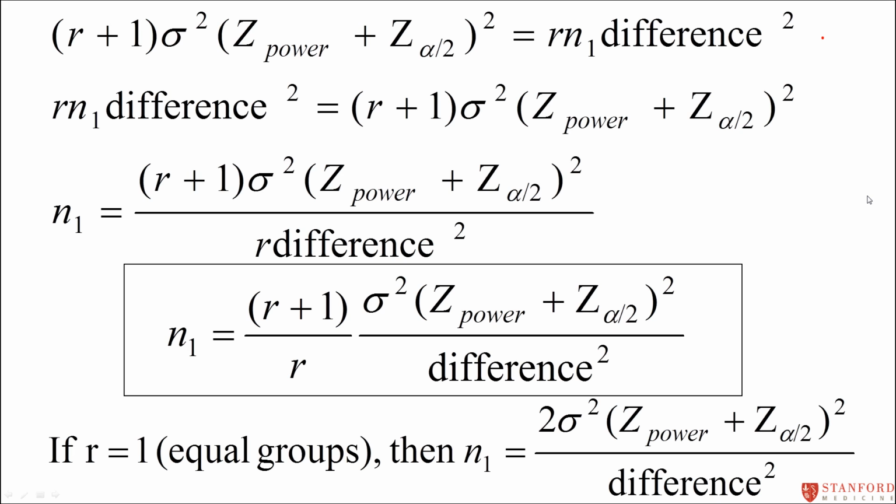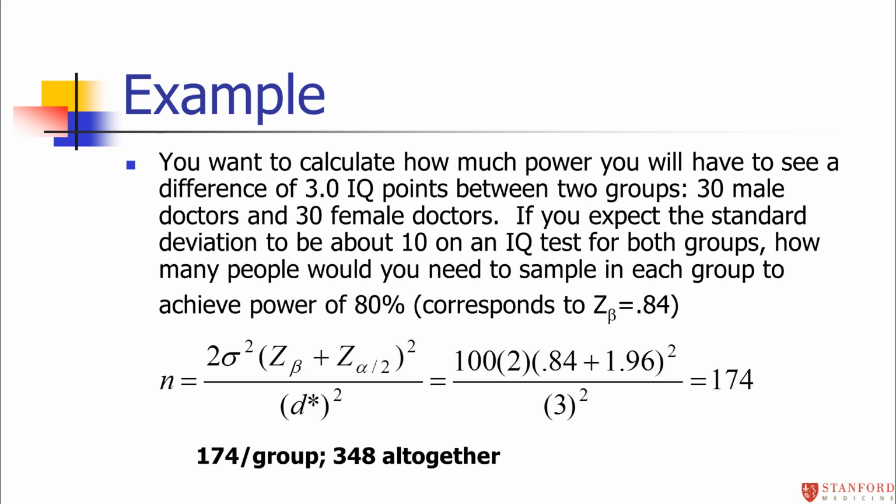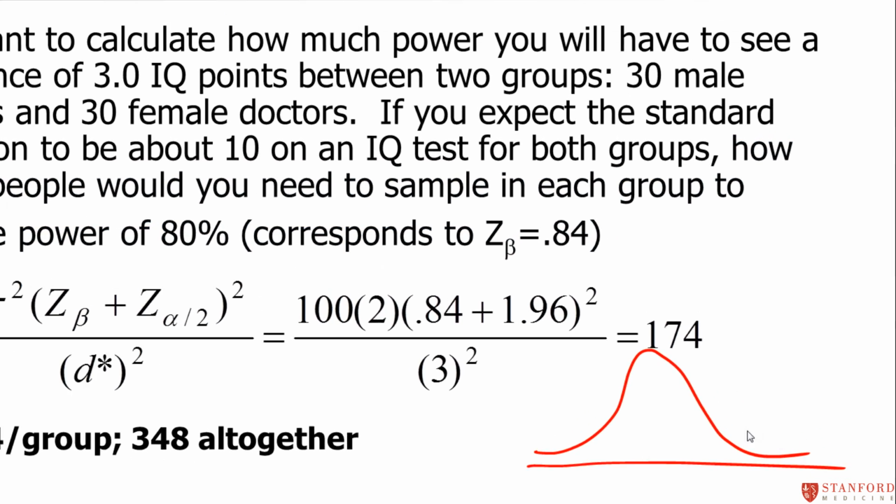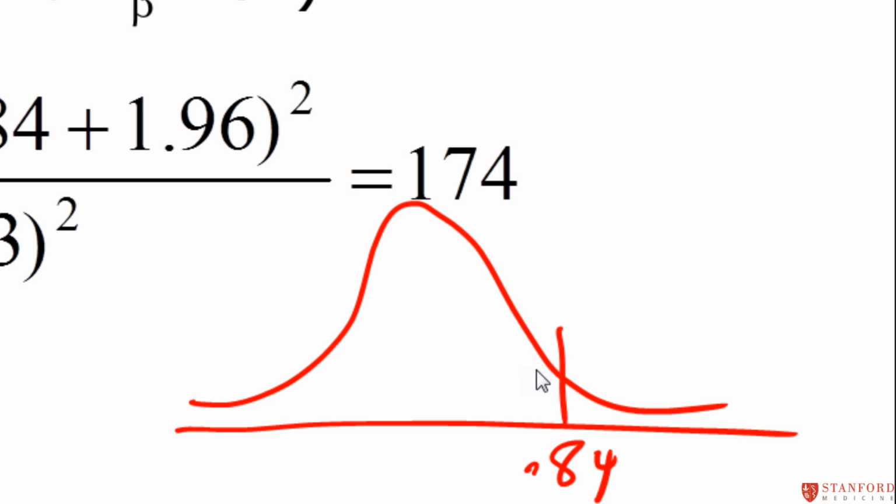Now we've derived it. Problem. Let's say that you're wanting to compare two groups, a group of male doctors and a group of female doctors, and you want to have enough power to detect a 3-point difference in IQ between the two groups. If you expect a standard deviation of IQ score to be about 10 on an IQ test for both groups, how many people would you need, assuming that you're going to have equal sized groups, to achieve a power of 80%? And a power of 80% corresponds to a z power of 0.84, because if you're on a standard normal curve, the area to the left of 0.84 is about 80%.